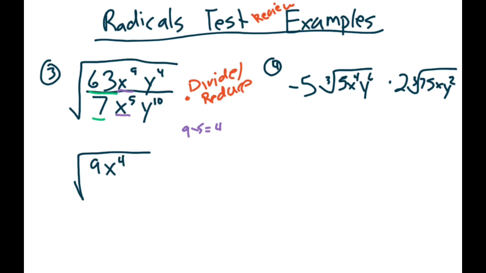And then when I look at my y's, y to the 4th divided by y to the 10 is 4 minus 10, which is negative 6. And all that means is y to the 6th is going to be on the bottom. And then I'm going to take the square root of each piece. So the square root of 9 is 3. The square root of x to the 4th is x squared. And the square root of y to the 6th is y to the 3rd.